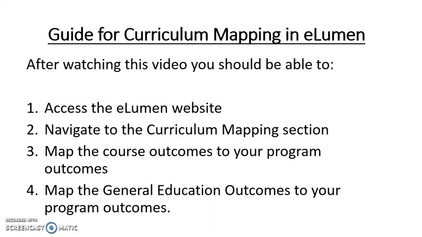In this video, you're going to receive a guide for curriculum mapping in eLumen. By the end of this video, you should be able to do the following: access the eLumen website for Merced College, navigate to the curriculum mapping section within that website. The two primary purposes that we're looking at here are mapping your course outcomes to your program outcomes, and also mapping the general education outcomes to your program outcomes.